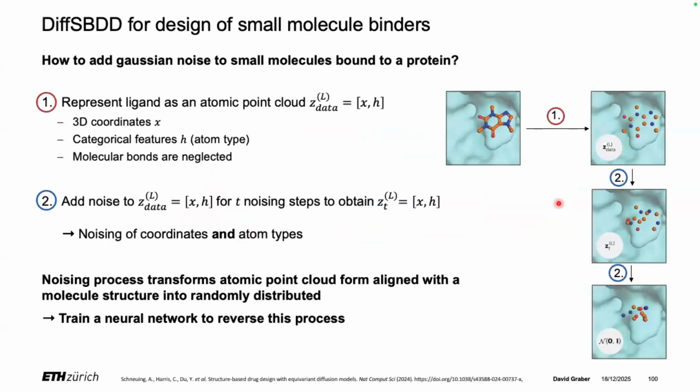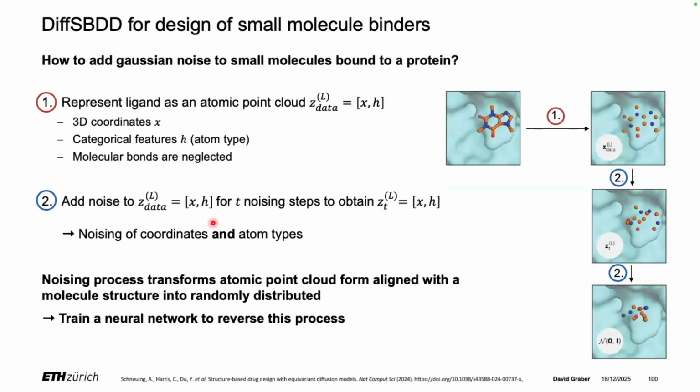And for this, we need to know how we can add Gaussian noise to a small molecule that is bound to a protein. And what they do is they first represent this ligand as an atomic point cloud. So just with 3D coordinates x and the categorical features h, which represent the atom types. And all the molecular bonds are neglected. So that is this step number 1 here. You remove all the bonds and you represent this molecule as a point cloud.